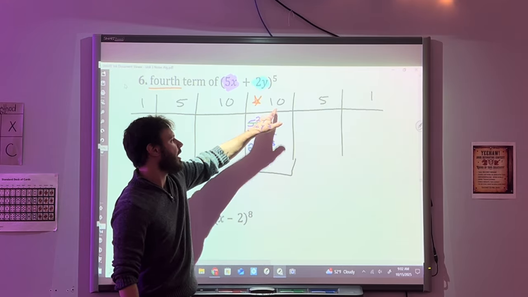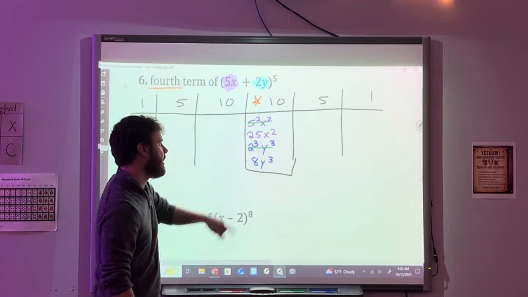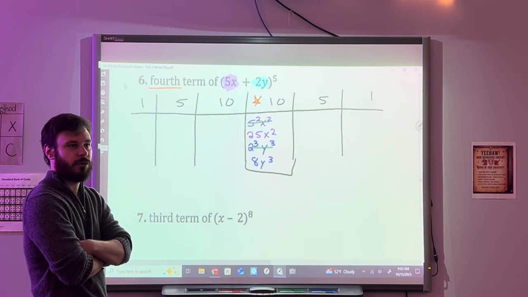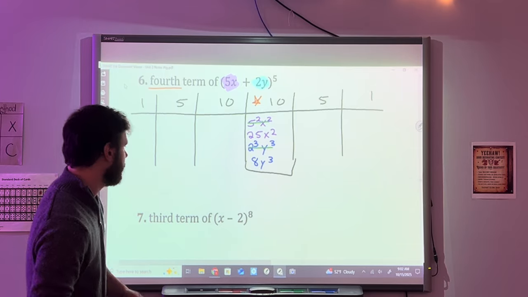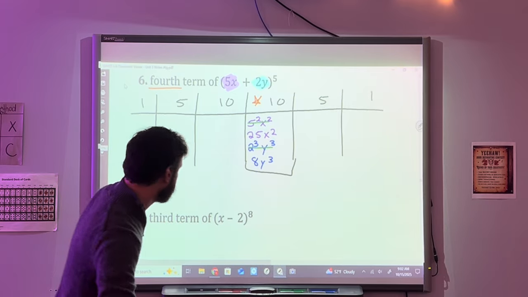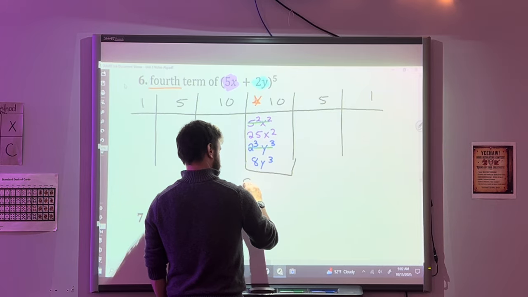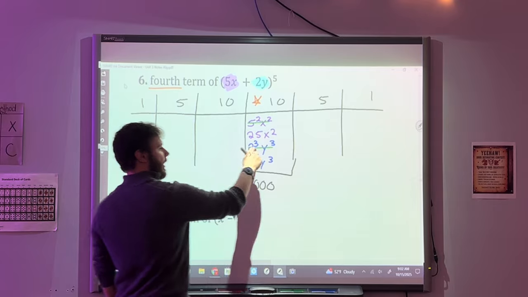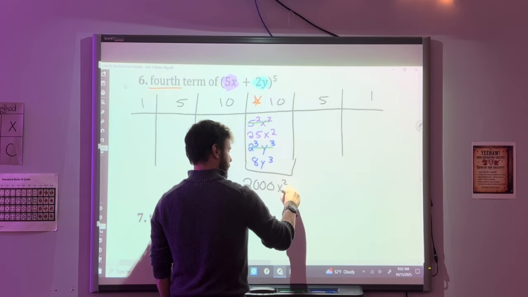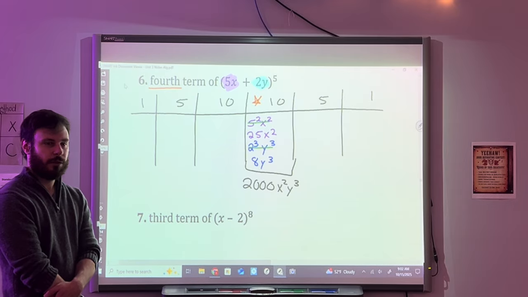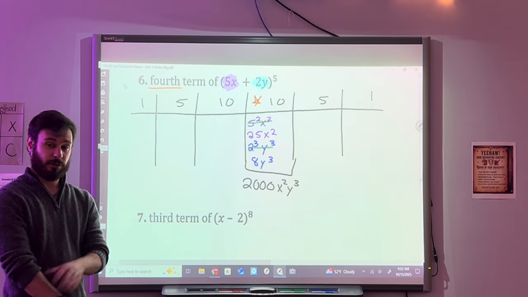Real number times real. 10 times 25 times 8. That's 80 times 25. That is what, 2,000? I don't know. 2,000. And it has 2 x's and y cubed. So that's the number that goes there. That's the answer for the number.